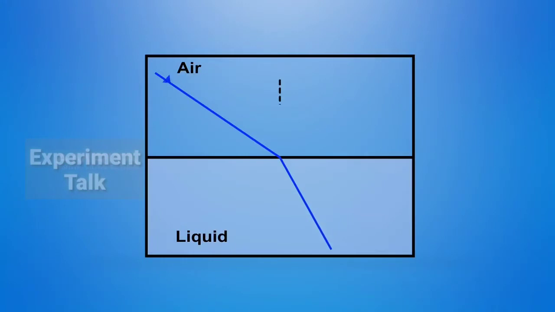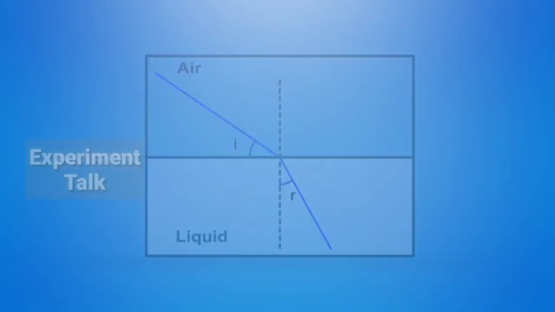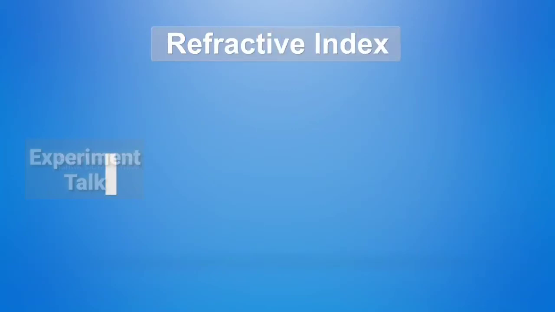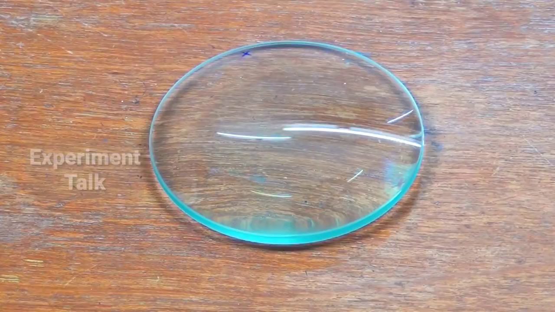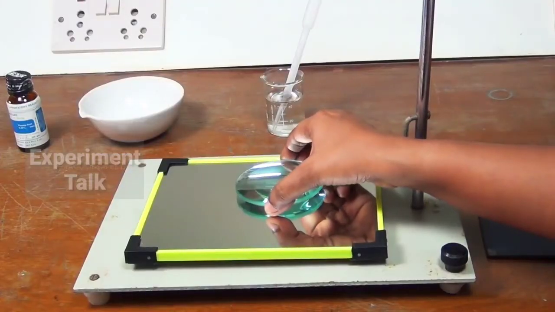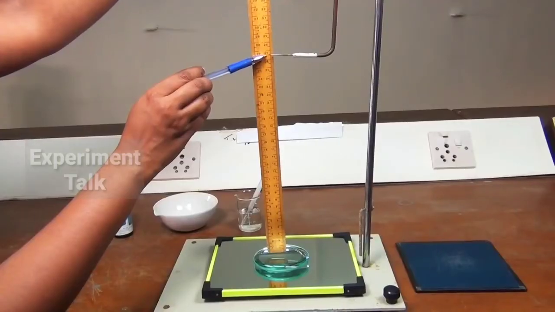If i is the angle of incidence of a ray in vacuum and r is the angle of refraction, the refractive index n is defined as the ratio of the sine of the angle of incidence to the sine of the angle of refraction. Here, we are using a convex lens to find the refractive index of a given liquid by parallax method.